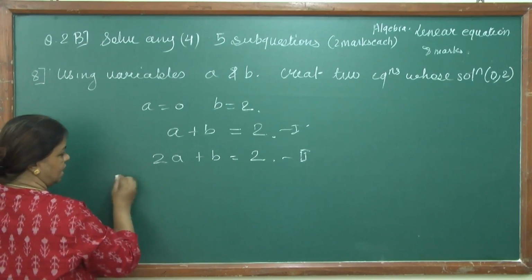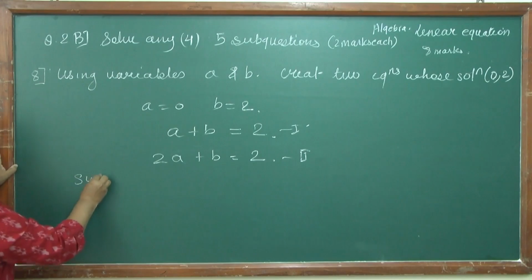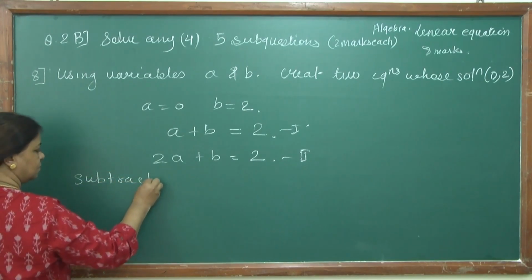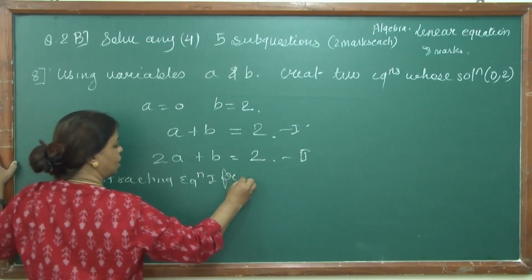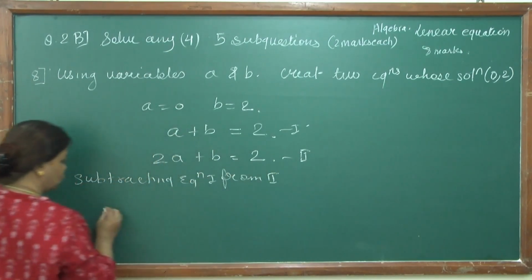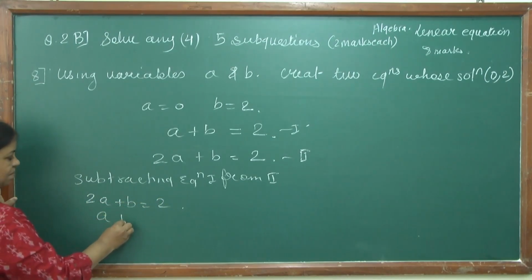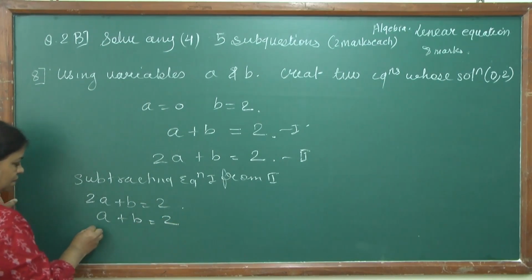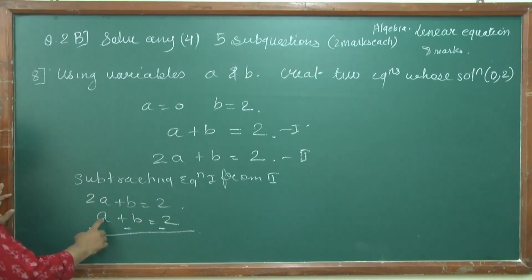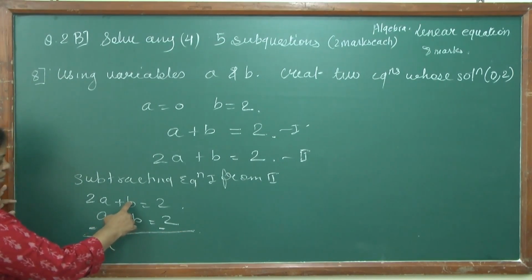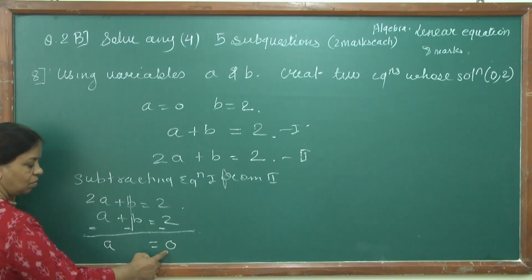See, by subtracting equation number 1 from 2, subtracting equation 1 from 2. So 2a plus b is equal to 2 and a plus b is equal to 2, minus minus minus. What am I getting? 2a minus a is a, b minus b is equal to 0. So we got a is equal to 0.